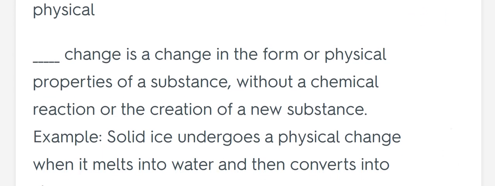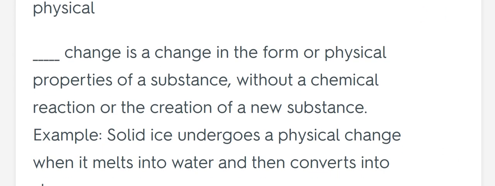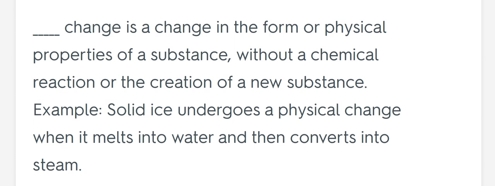Physical change is a change in the form or physical properties of a substance without a chemical reaction or the creation of a new substance. Example: solid ice undergoes a physical change when it melts into water and then converts into steam.